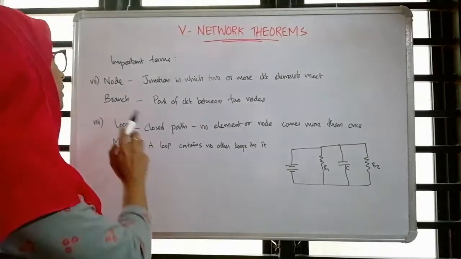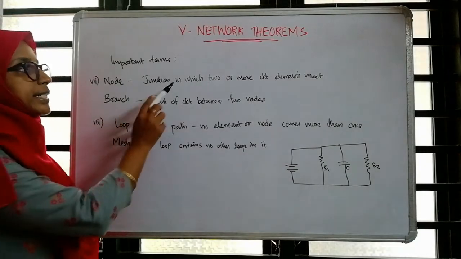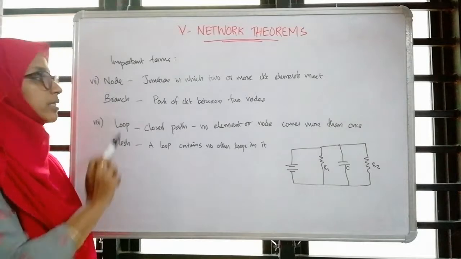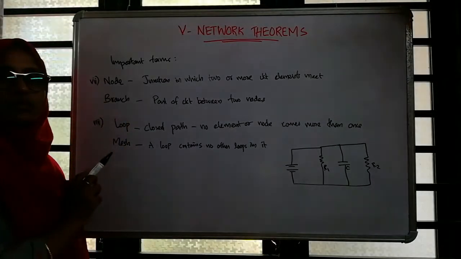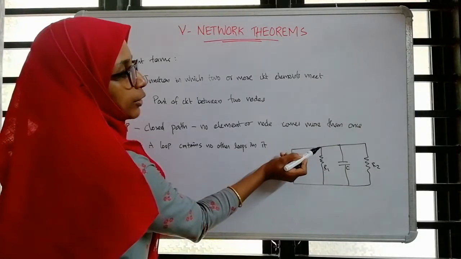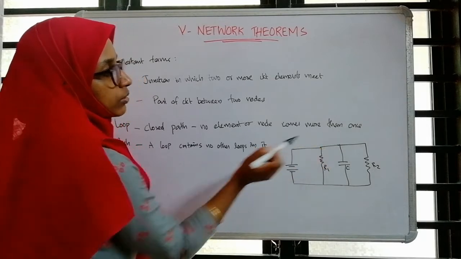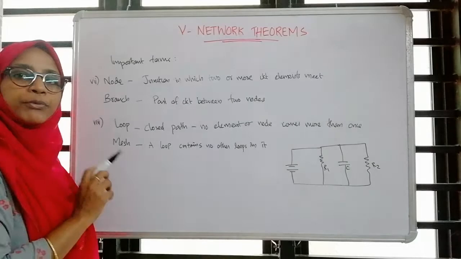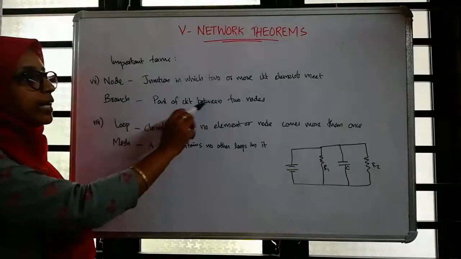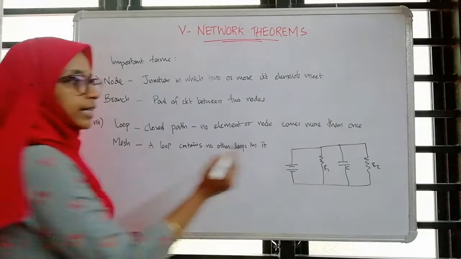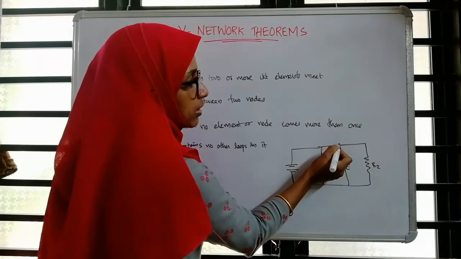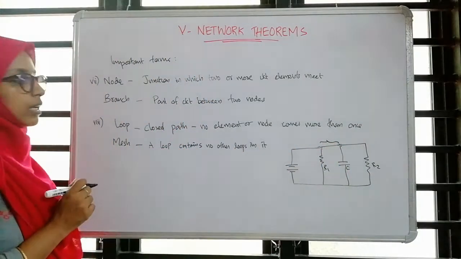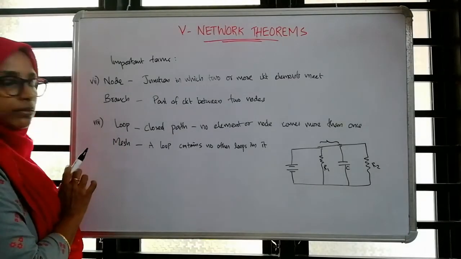Next terms, the node and branch. A junction in which two or more circuit elements meet in a network is said to be a node. Okay, in this circuit, this is a node and this is a node, like that. And a branch is the part of a circuit which is between two nodes. That is, this is a node and this is a node and this portion is said to be a branch.